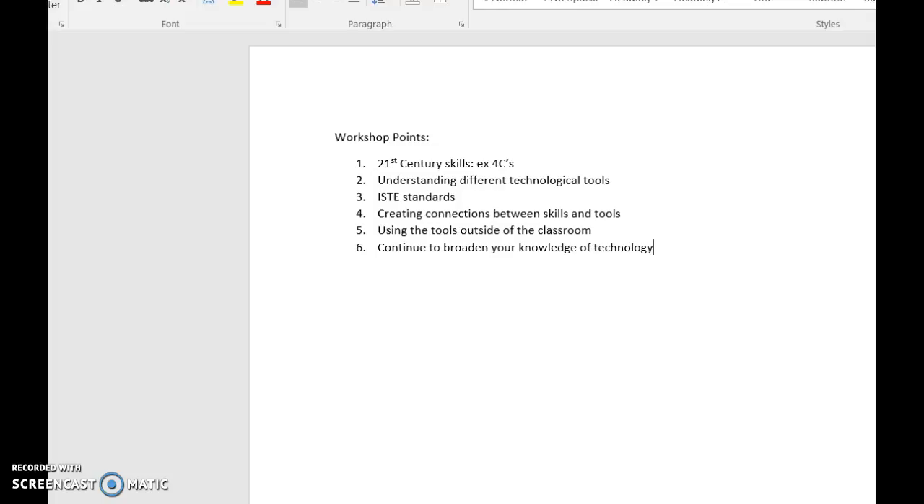And next is to continue broadening your knowledge of technology. So you may know how to use some technology on the computer. So for example, you may know how to use PowerPoint, but you might not know how to use other slides. So even though you know how to use one thing, it's important to keep learning and using different things to open up more possibilities for the teacher. Those are some important workshop points.